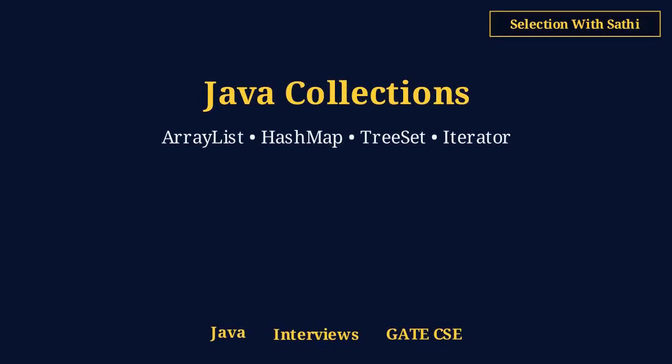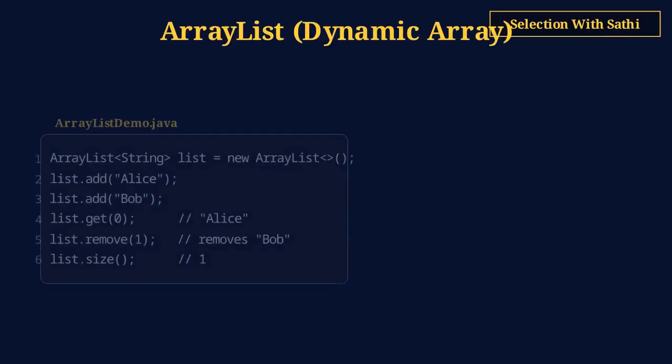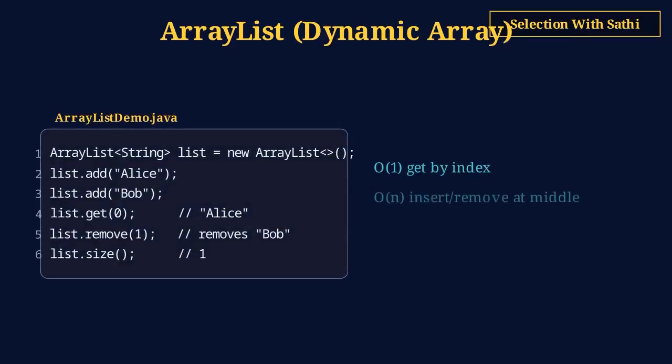Today we will learn Java collections, ArrayList, HashMap, TreeSet, and the Iterator pattern. Collections are essential for organizing and processing data in Java. ArrayList is a dynamic array that grows automatically.